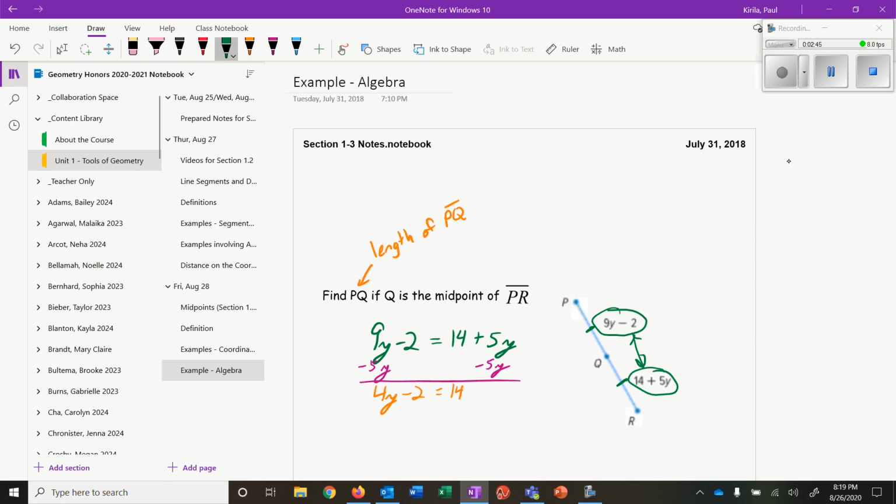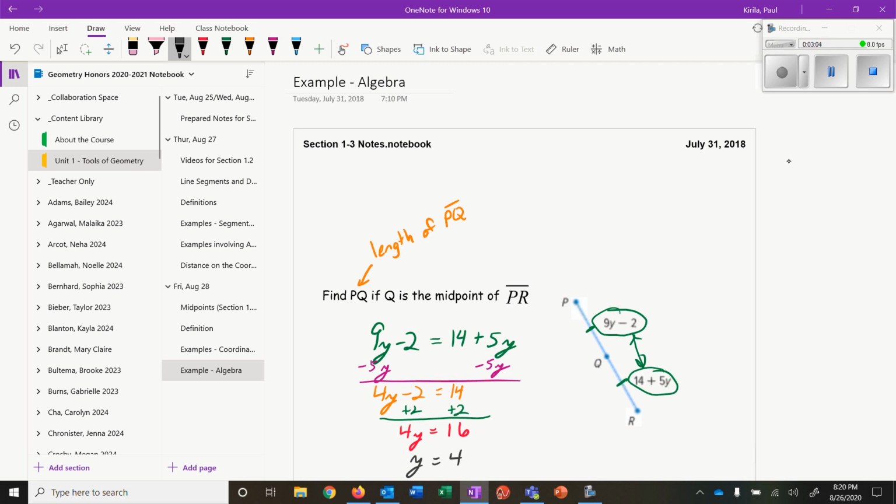I'm going to need to get rid of minus 2. To get rid of minus 2, I add 2. Do that to both sides of the equation, and I'm left with 4y equals 16. Divide both sides by 4, and I get that y is equal to 4.